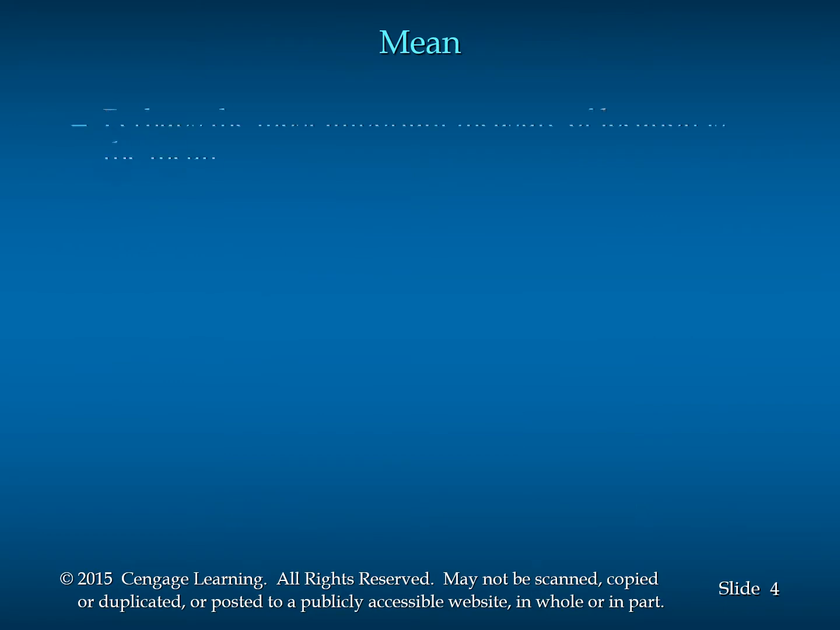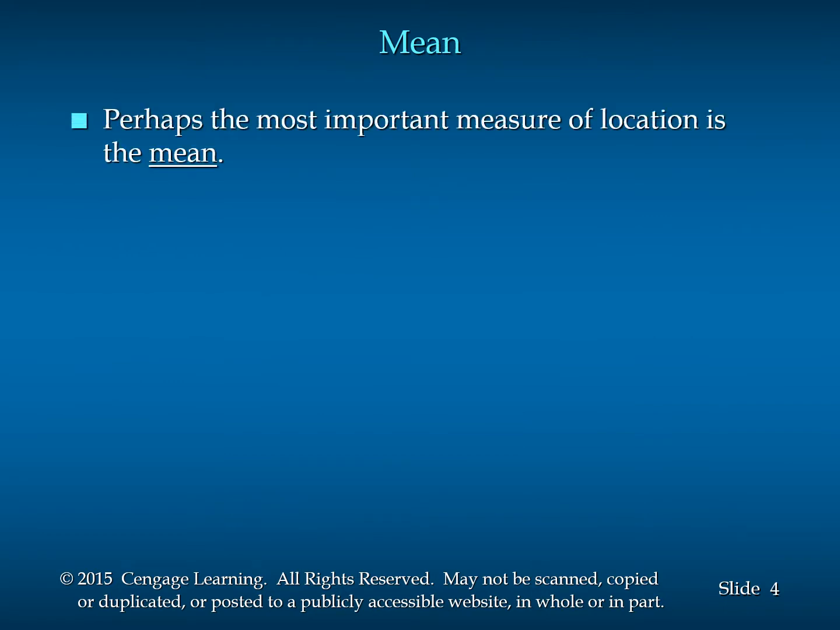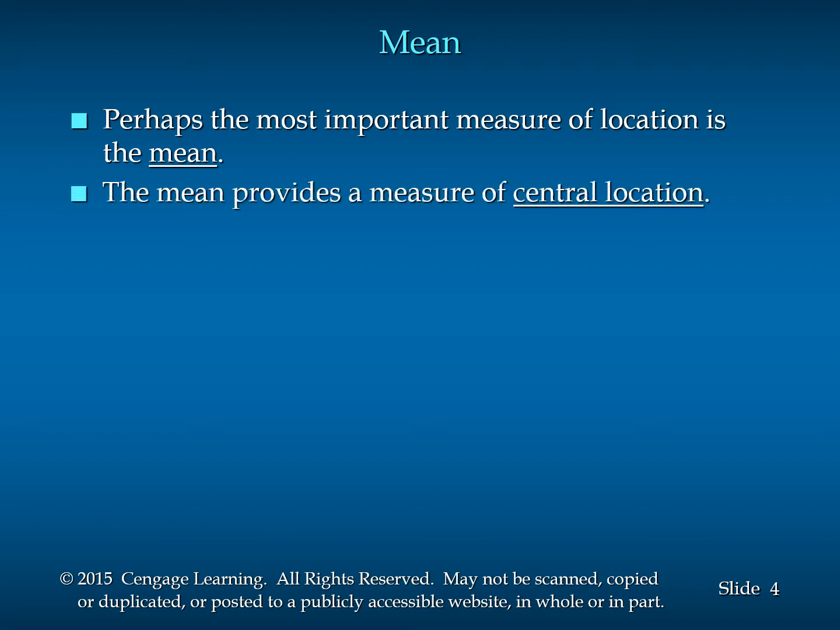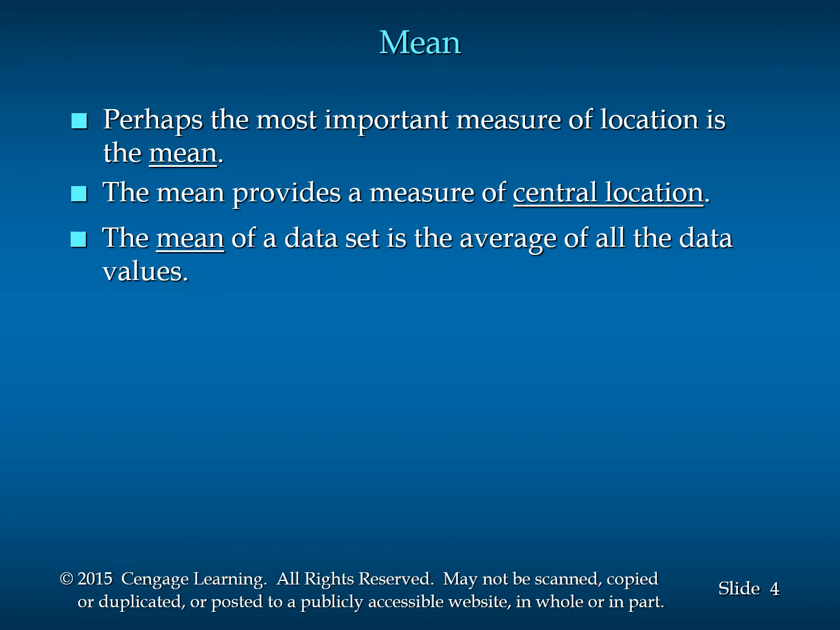The mean. This is the most common, most frequently used, and perhaps the most important measure of central location, and probably the one that you're most familiar with. The mean is simply the arithmetic average of all of the data values.